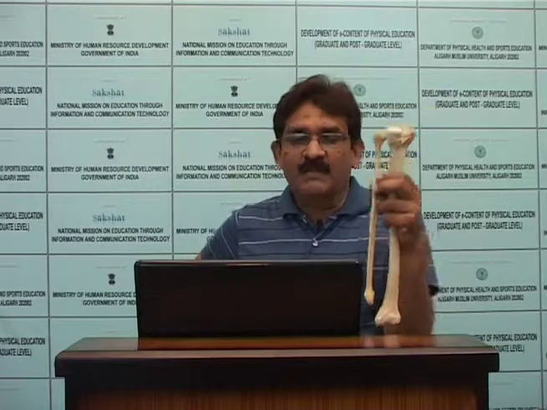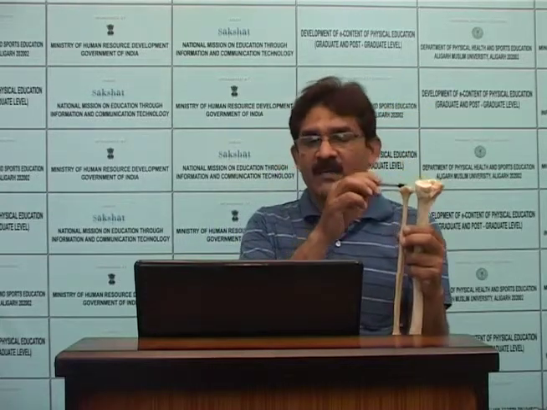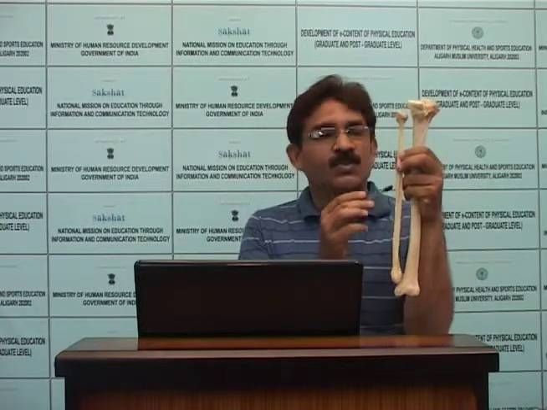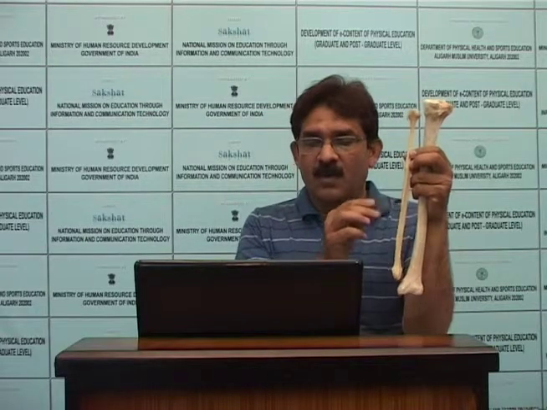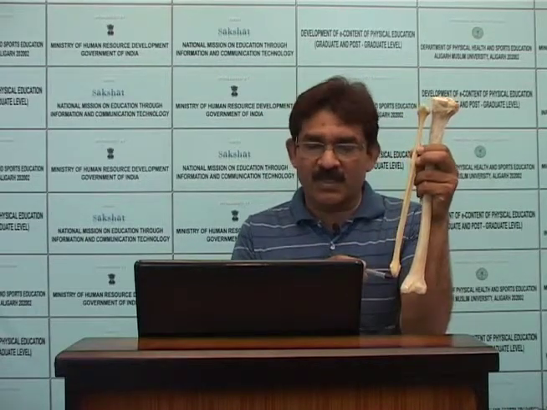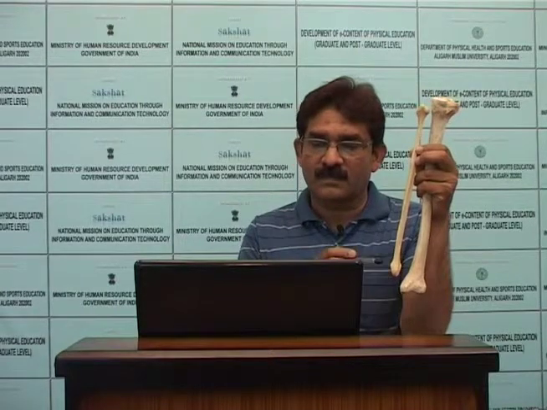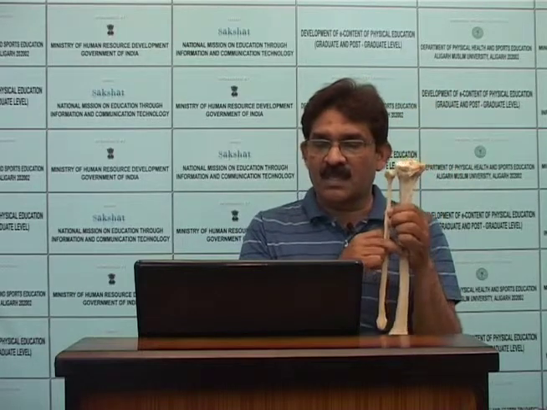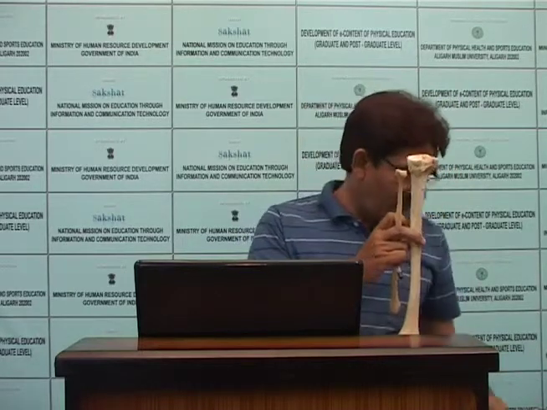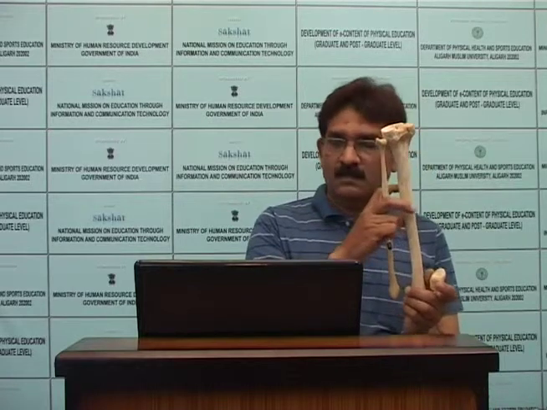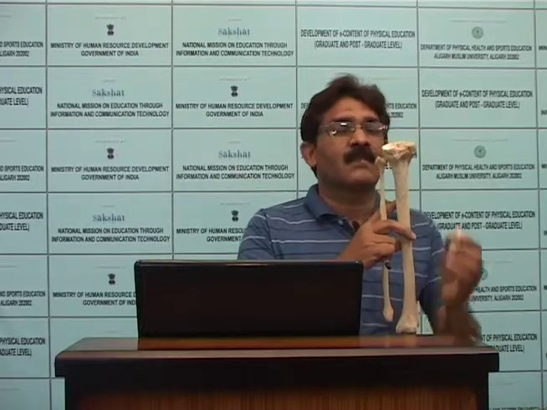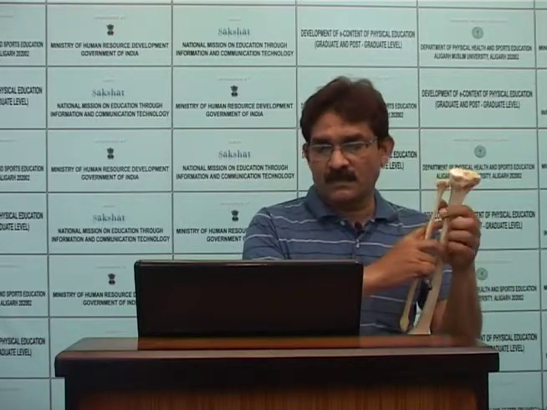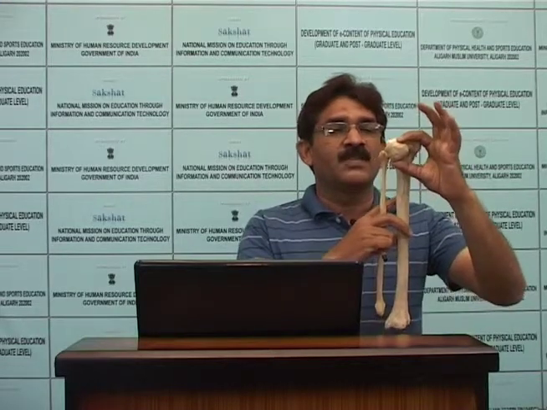This is the upper end of the fibula, the head, the neck of the fibula, the shaft of the fibula, the interosseous border, and at the lower end the lateral malleolus. The patella is a triangular sesamoid bone that descends just in front on this side.